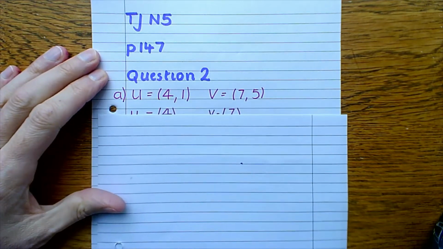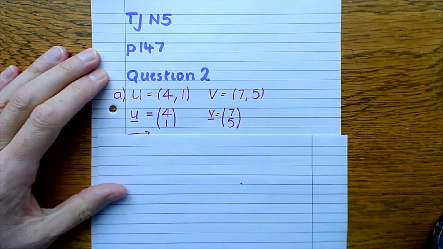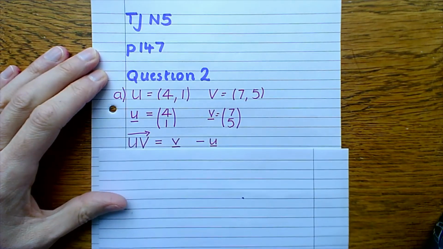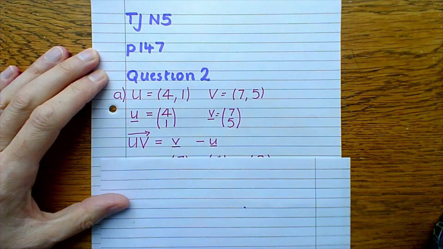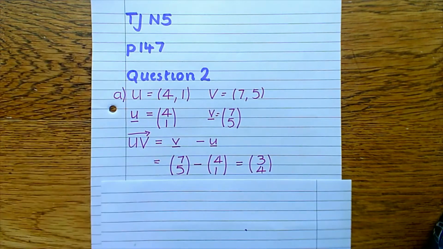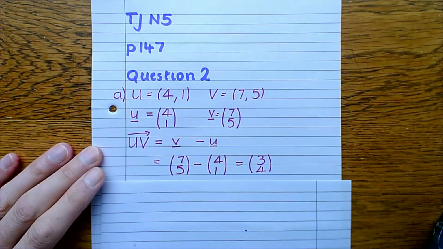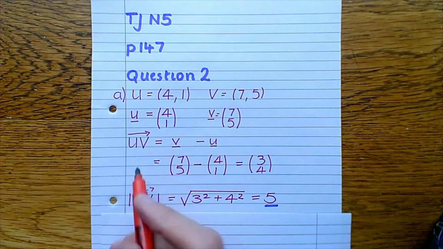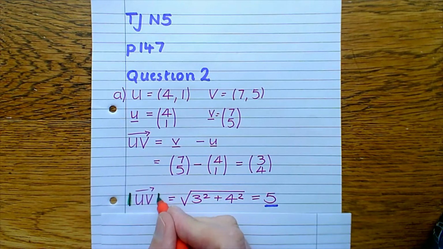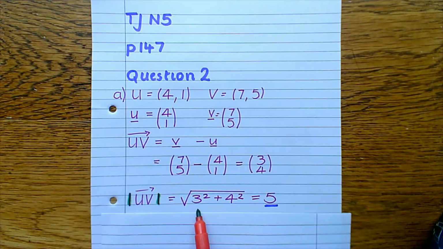Write down the coordinates. Remember, we turn them into position vectors. The vector that takes you from u to v is going to be v minus u. So it is 3, 4. And now we need to find the magnitude of that. So notice I use the magnitude signs either side. Say I'm now finding the magnitude, and it's the square root of 3 squared plus 4 squared, which is 5, just like it was 2 minutes ago.